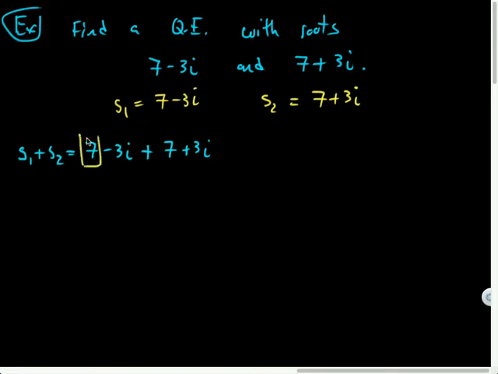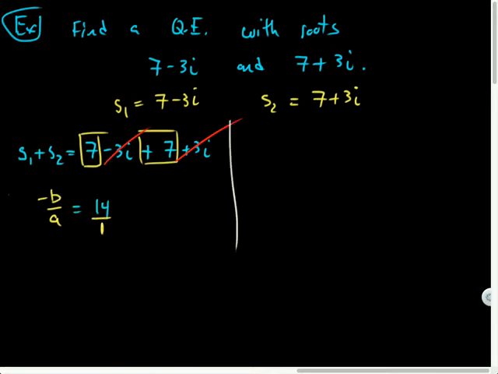So let's combine like terms. 7 plus 7, it's 14. And negative 3i and positive 3i cancel, bam, right there. So I get 14. And what was S1 plus S2 the same as? Negative B over A. Negative B over A. A is 1. That means A could be 1.